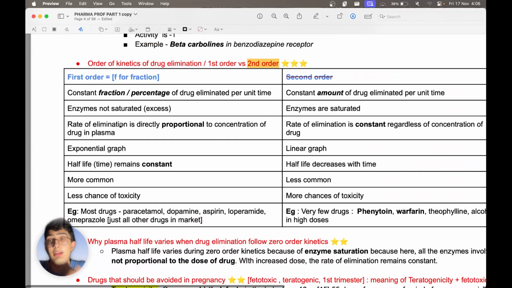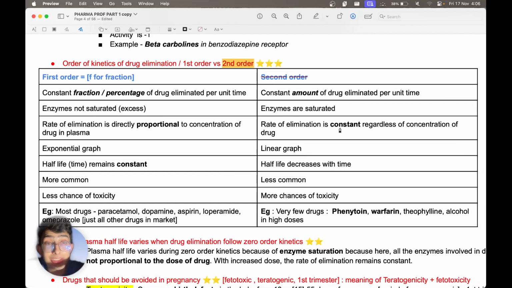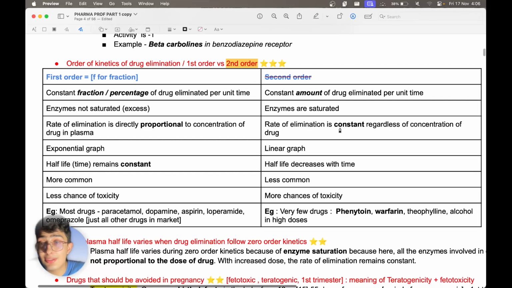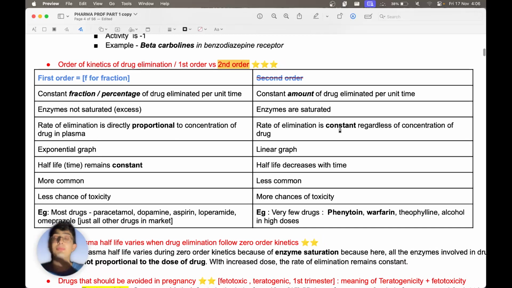Now let's go to the third point, right? The rate of elimination is directly proportional to the concentration of drug in plasma in first order kinetics, whereas in zero order kinetics the rate of elimination is constant regardless of the concentration of drug in the plasma, right? So what do we mean by this? Since in first order kinetics, as I told you, the fraction is constant. So for example, with 100 milligrams, in 1 hour 50% is gone. So we remove 50 milligrams, so it's going to be 50 milligrams in 1 hour, right?